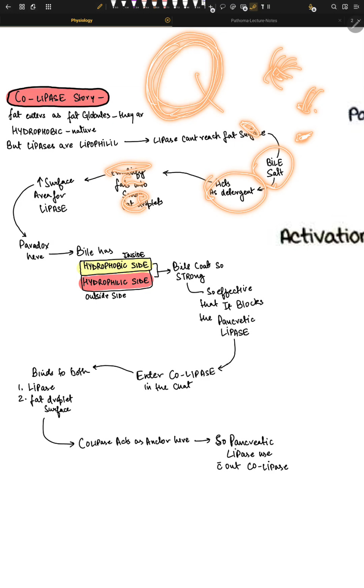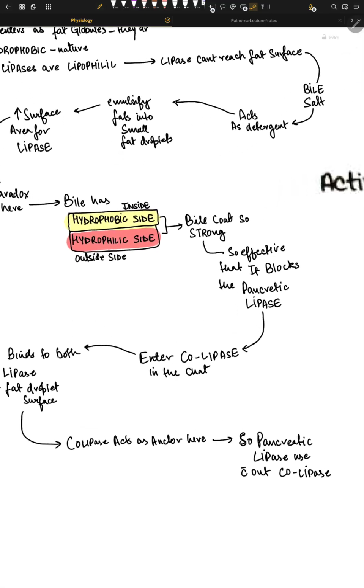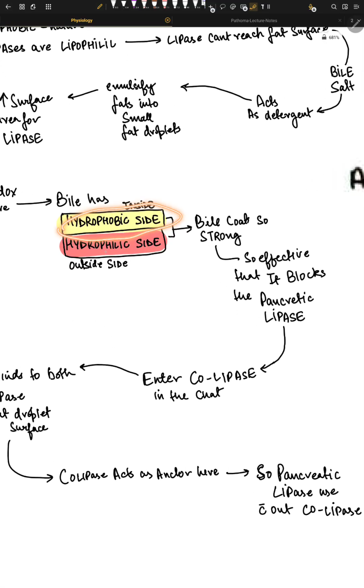Imagine we have big fat molecules and teeny tiny lipase. Can it bind? No. So this little bit of lipase comes and loves this little bit of small fat droplets. Increased surface area, good, good lipase story. But here's the paradox. Bile has two types of ends. One is a hydrophobic end, one is a hydrophilic end. Hydrophobic is inside and hydrophilic is outside. Hydrophobic means it's not going to dissolve in water, and hydrophilic means it's going to dissolve in water.